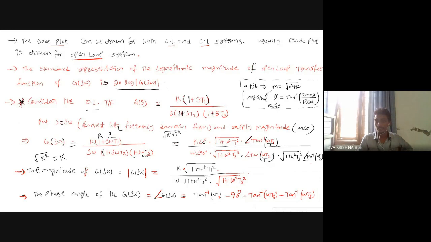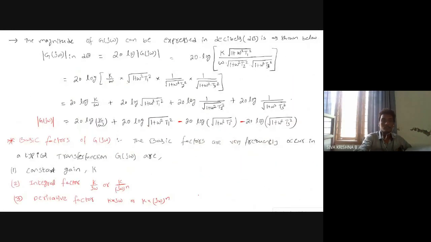The last one is -tan inverse ωT3. So next, after finding the magnitude, if you want to find the magnitude in decibels, you have to just apply 20 logarithm of that magnitude value. You just need to apply 20 logarithm of whatever we found for the magnitude. Note this down fast, don't waste the time.